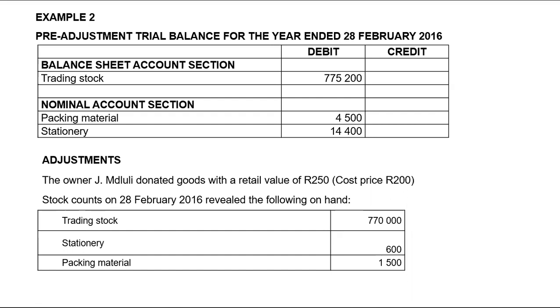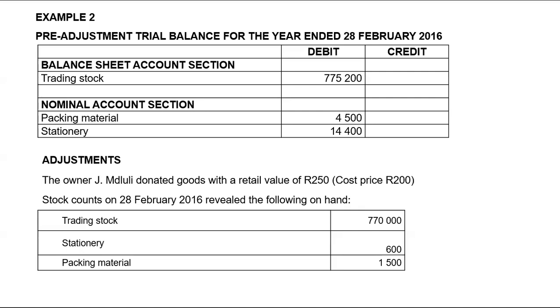Let us look at example 2, which is a pre-adjustment trial balance for the year ended 28 February 2016. Under the financial position accounts section, trading stock is sitting at 775,200. And under nominal accounts section, the packing material is sitting at 4,500. Stationery is sitting at 14,400. And then under adjustments, they have the following.